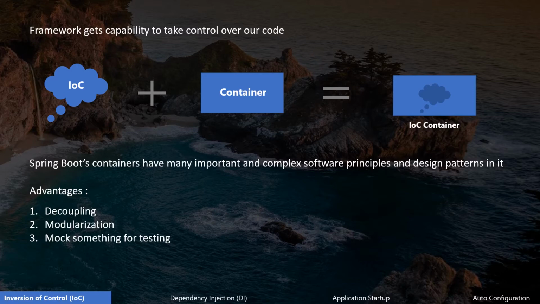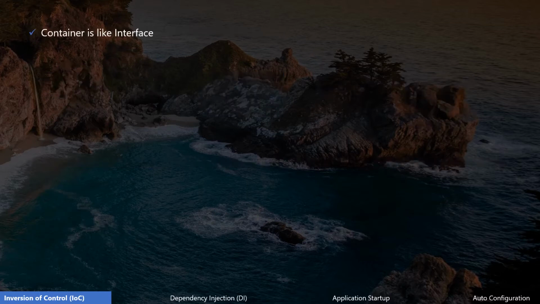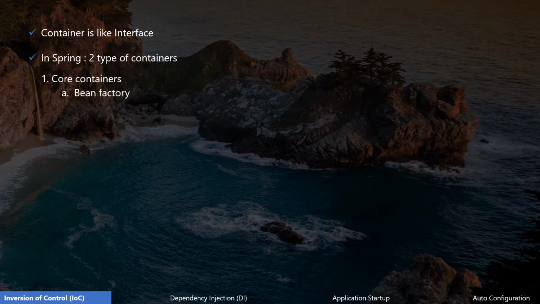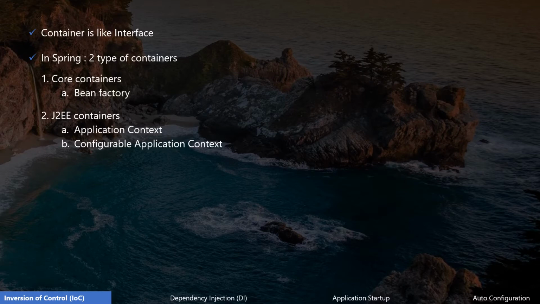So let's move further. In case of code, our container is nothing but an interface, we can say. And in Spring we have two types of containers. The first one is the core container, and inside core we have BeanFactory. Another container is the J2EE container, and inside J2EE we have two containers, ApplicationContext and ConfigurableApplicationContext. In Spring Boot we will have ConfigurableApplicationContext. There are functionality-wise little differences in these three, but the higher level concept is the same.